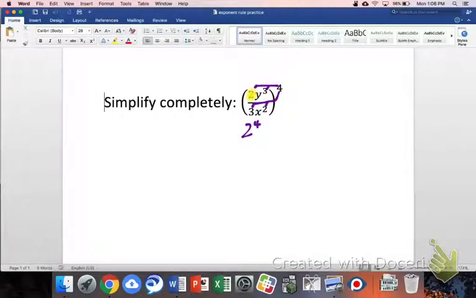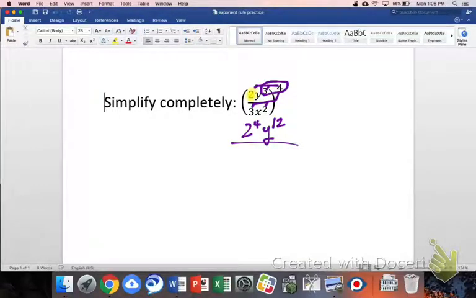2 to the 4th. And then a key piece here is, what do I do with those exponents there? Do I add, subtract, or multiply? The 3 and the 4 I just circled there. You multiply. Whenever you have a base to a power, to simplify, you multiply your exponent. So this would be 2 to the 4th, y to the 3 times 4, of course, is 12. So 2 to the 4th times y to the 12th.